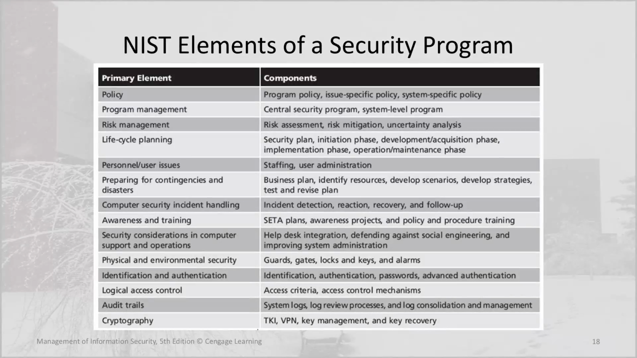The National Institute of Standards and Technology lists a number of elements for a security program. These include policy, program management, risk management, life cycle planning, personnel and user issues, preparing for contingencies and disasters, security incident handling, awareness and training, considerations in computer support and operations, physical and environmental security, identification and authentication, logical access control, audit trails, and cryptography.